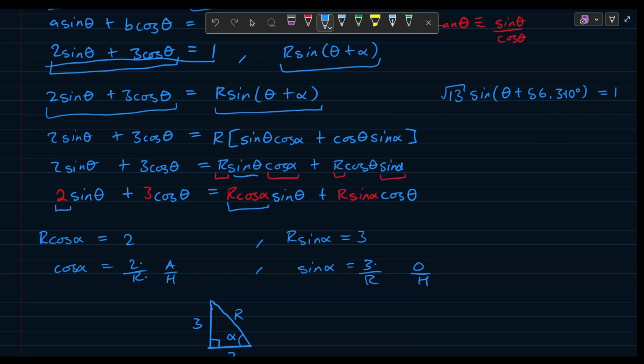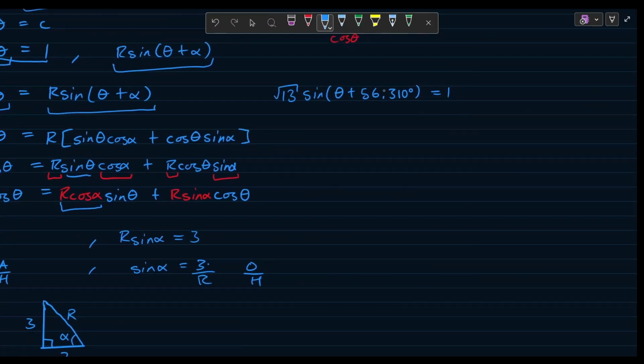And so it means the equation that we have here on top, we just add equal to 1. And so we now have this equation, root 13 sine theta plus 56.31 degrees is equal to 1. And so we've now reduced our equation to one trig function, and so we can solve it like we would any other trig equation. Alright, perfect.